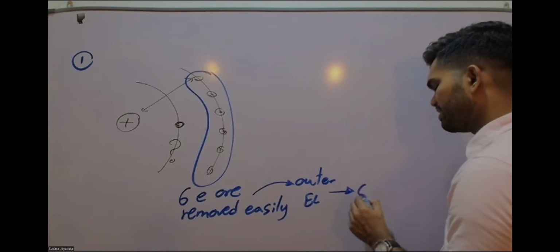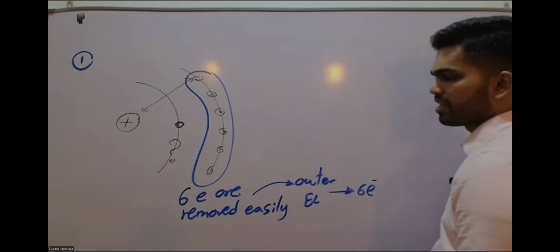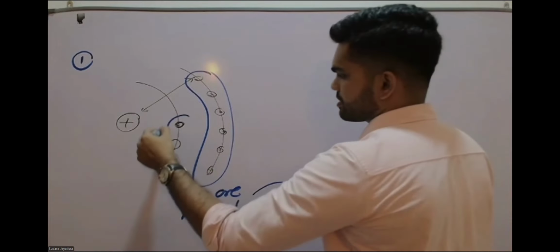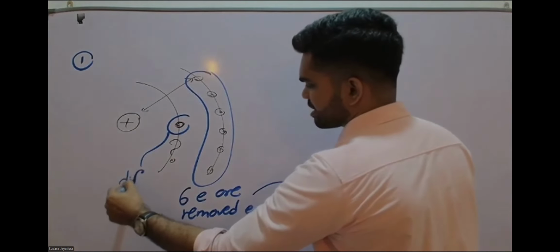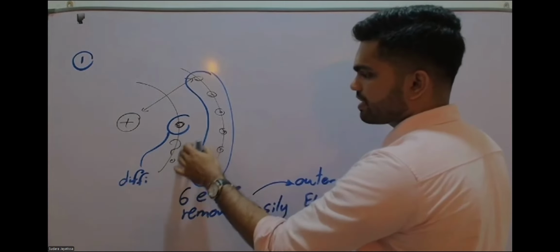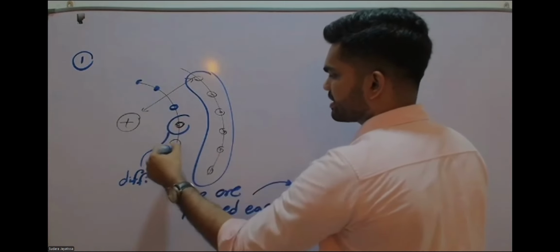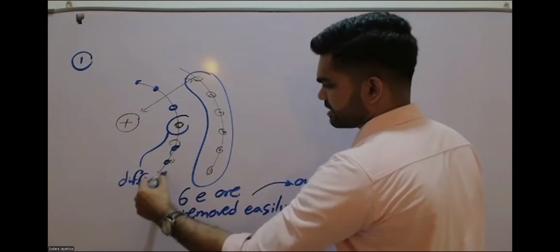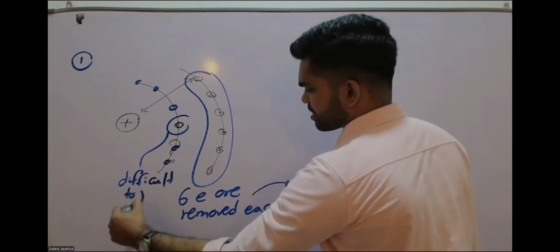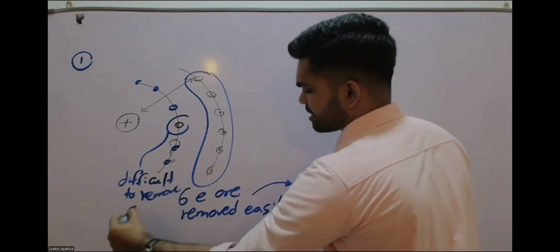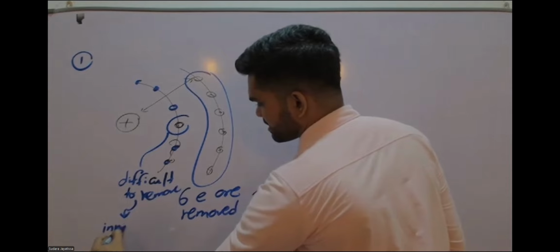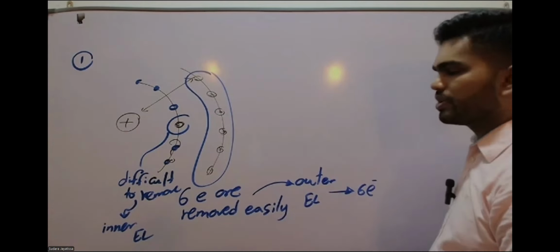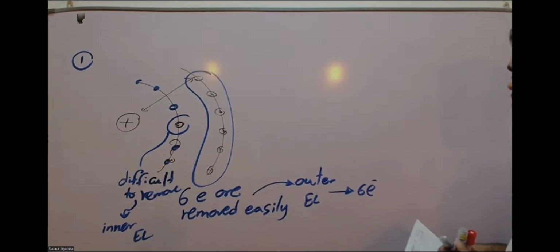So you have outer energy level, you have 6 electrons. But removal of this electron has now become very difficult, so difficult to remove. That doesn't mean in the inner energy level you have only 1 electron. You may have several other electrons, but they have given only for 1 electron. So difficult to remove, so that must be in the inner energy level. Is that clear to you all? Is there any doubt you have here?